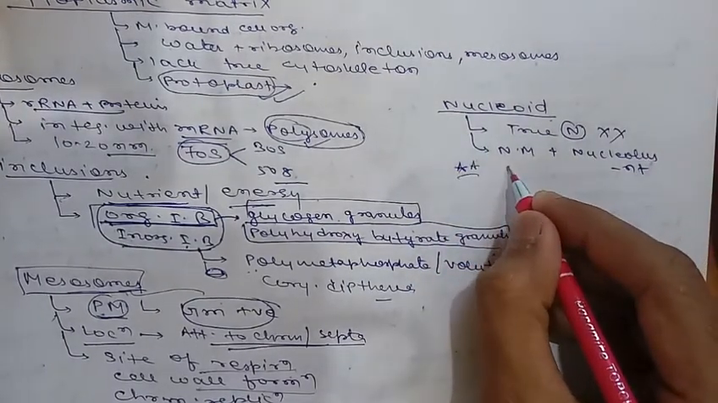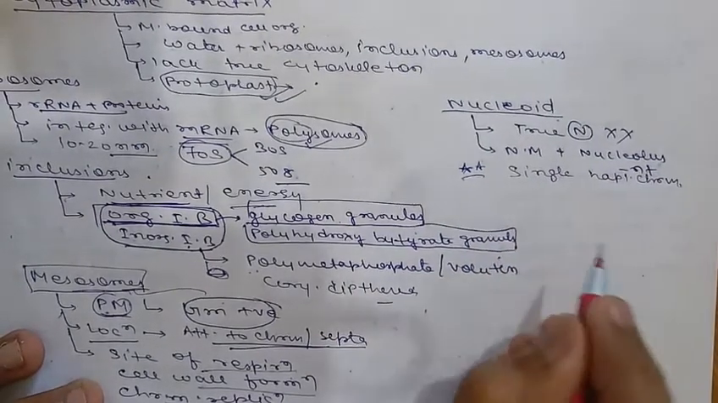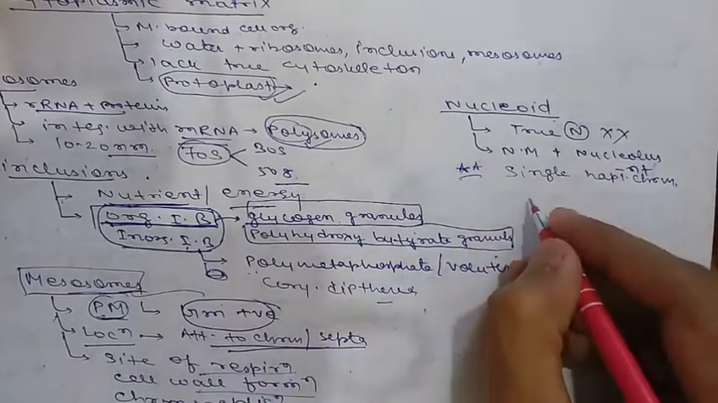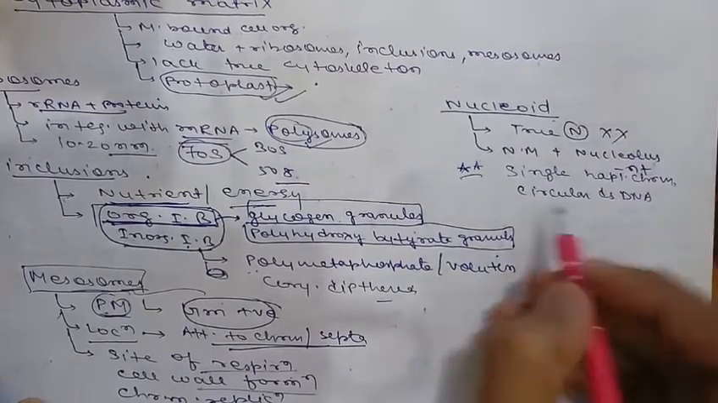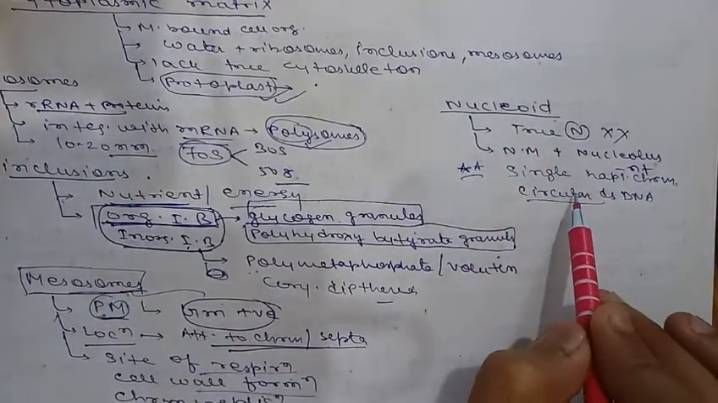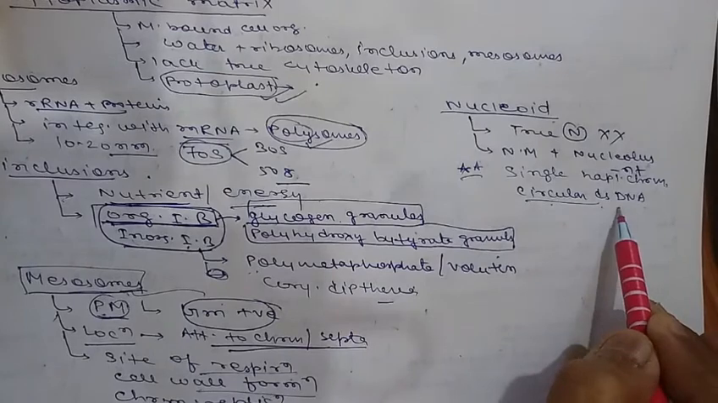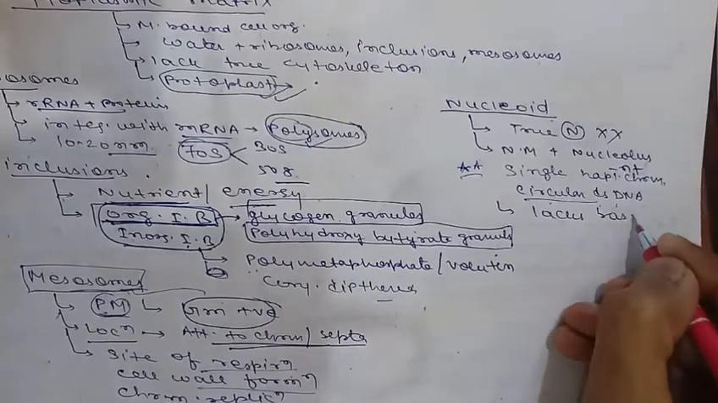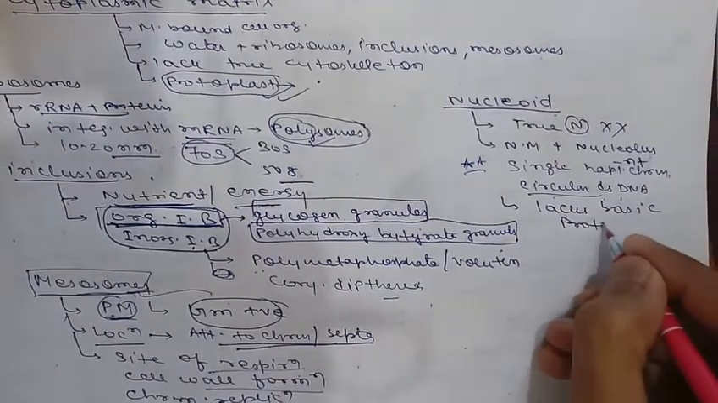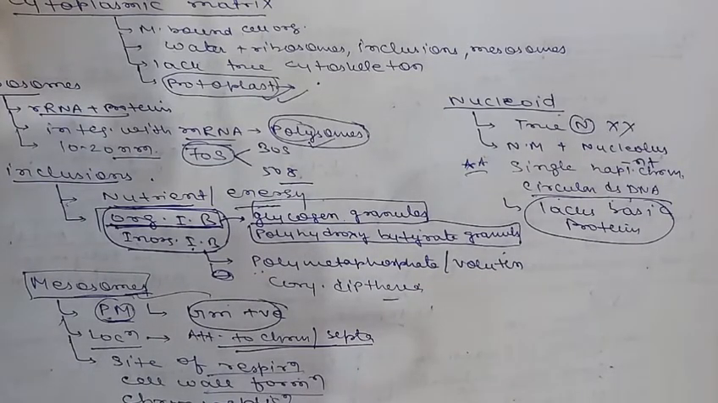Now some important points. Bacteria possess a single haploid chromosome, very important, comprising supercoiled circular double-stranded DNA. So the nucleoid consists of a single haploid chromosome made of supercoiled circular double-stranded DNA. One important point: this DNA lacks basic proteins. As you have read, the eukaryotic nucleus contains basic proteins, but in bacteria these basic proteins are absent.